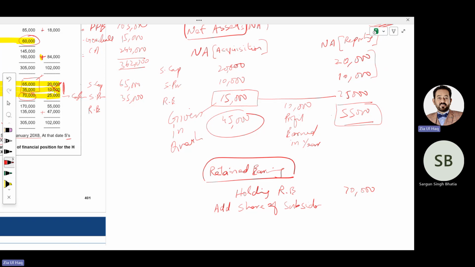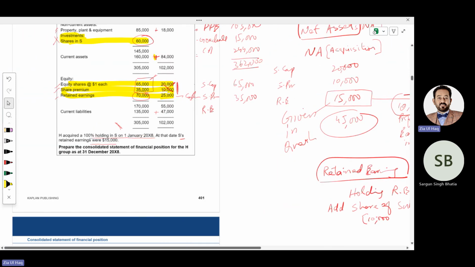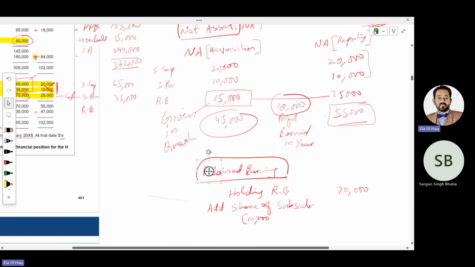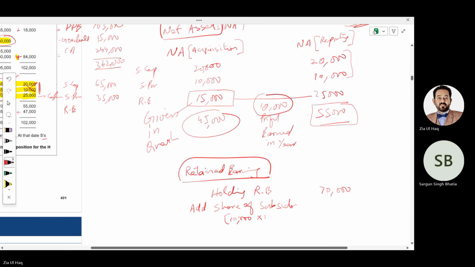How much has the subsidiary earned profit during the year? 10,000. How much is your investment in the subsidiary? If it is 80%, we will take 80% of this 10,000. If it is 100%, we will take the complete 100%. So this will remain 10,000. How much will be the total? 80,000. So 80,000 will be recorded here.